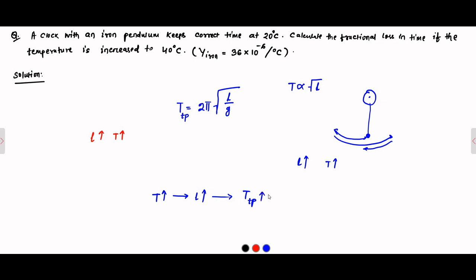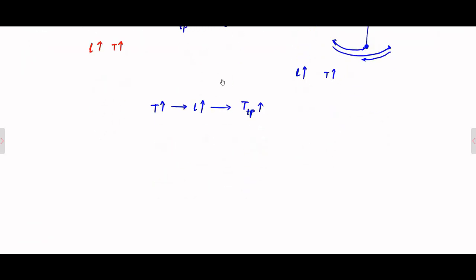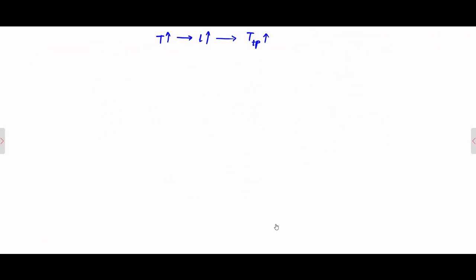So the calibration goes awry and it leads to loss in time, because it takes more time to complete one oscillation. There is a mismatch, and it gives us the wrong time, leading to loss in time. This is the basic principle. Now let us try to calculate the fractional loss in time.